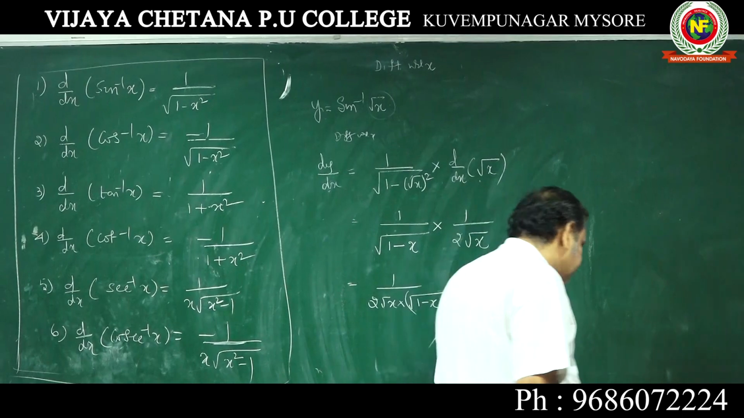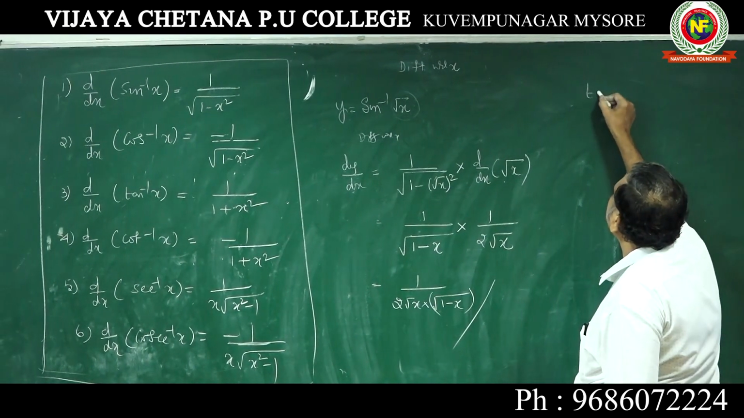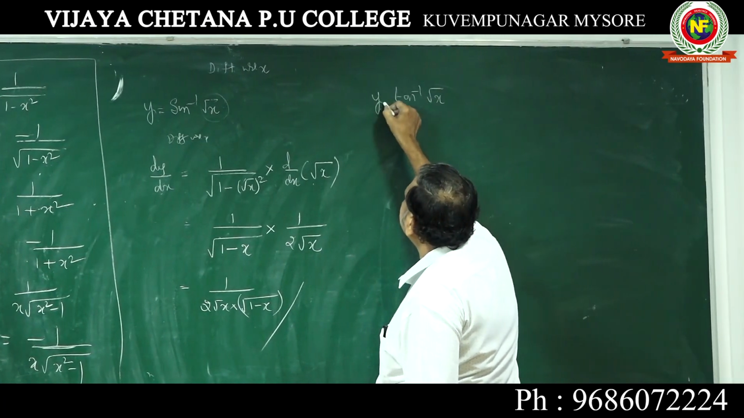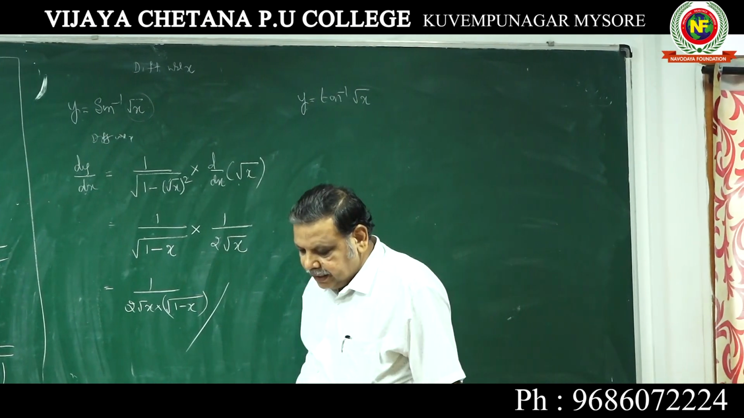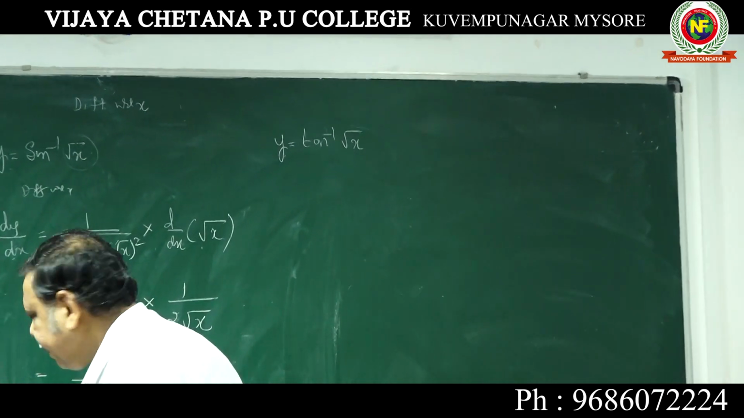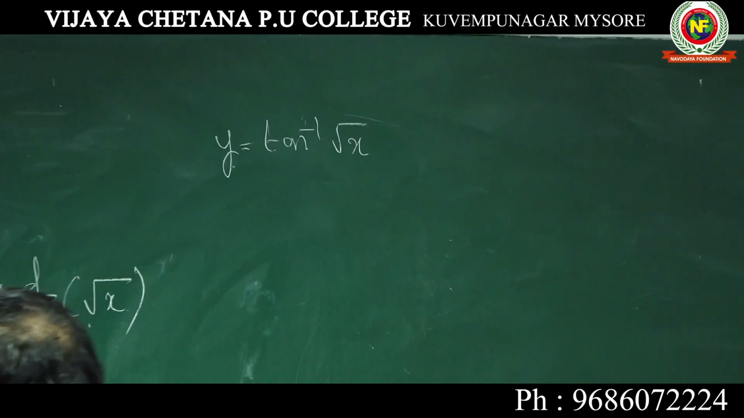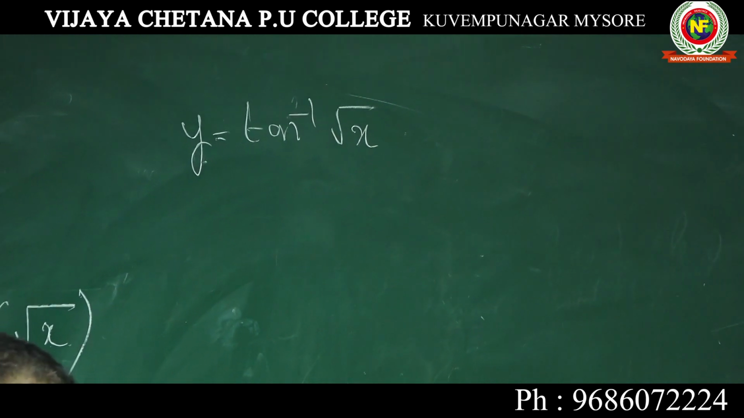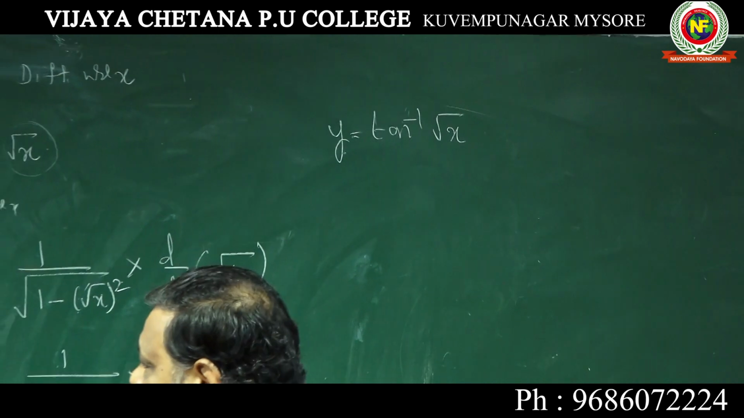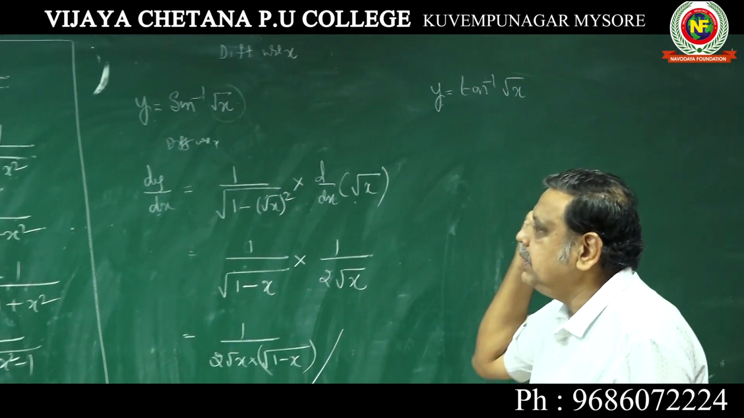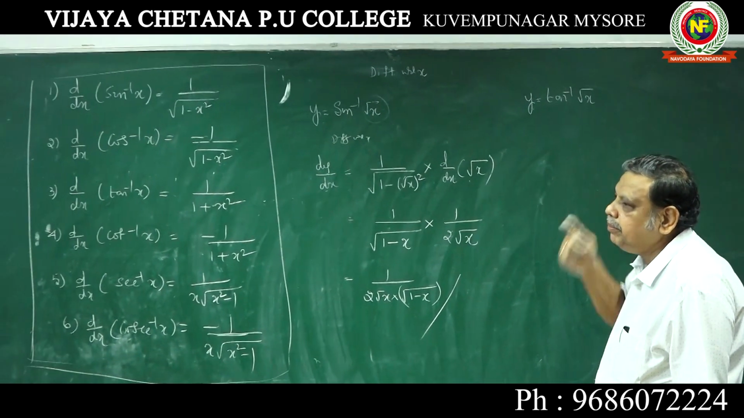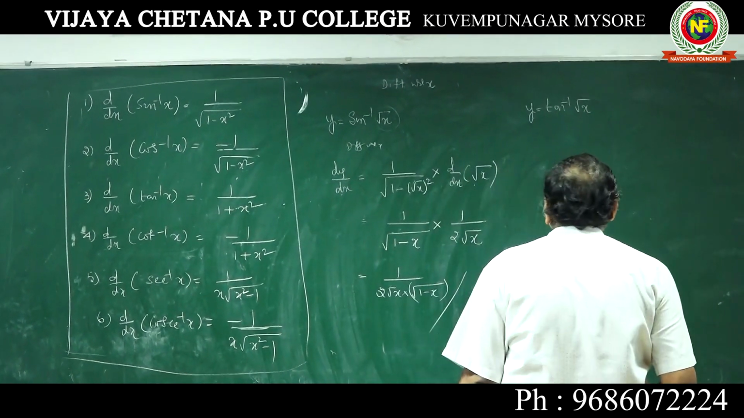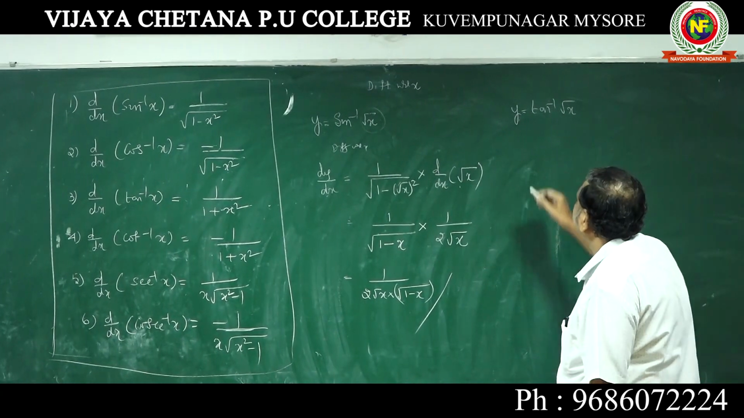Suppose in today's problem they ask you tan inverse root x. Let y be tan inverse root x. Now when you do this, you have to go for this. If it is tan inverse, you have to use that formula; if it is sin inverse, use the sin inverse formula. All the formulas you should mug up and register in the brain, not on the paper. Now y is equal to tan inverse root x.